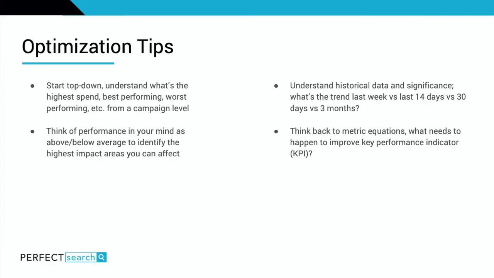And then think back to those metric equations that we just talked about and what needs to happen to improve whatever the client identifies as their key performance indicator. KPI is what the client thinks is most important to them. As we talked about, a lot of times it's cost per conversion, but not always true. Sometimes it's search impression share.